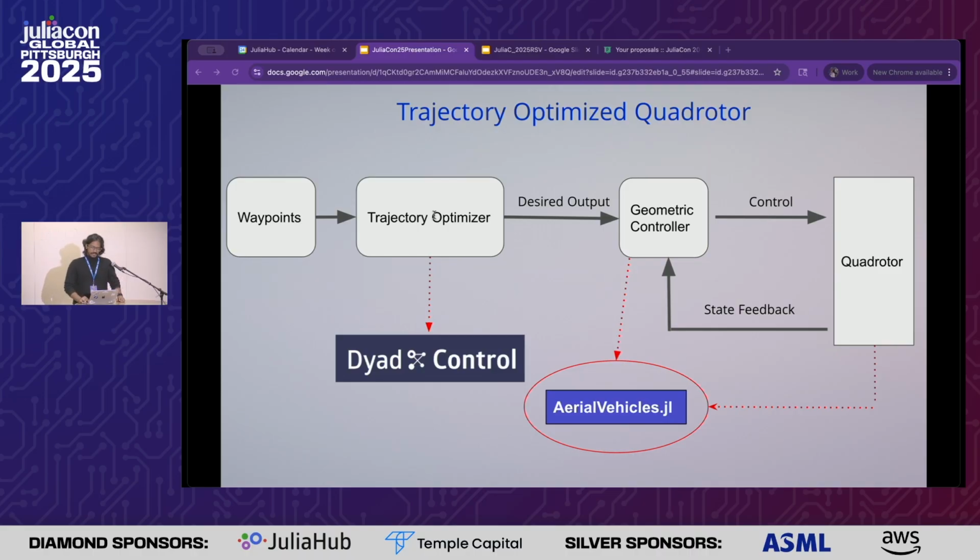This is the overall structure of the trajectory optimization process with the quadrotor using a geometric controller. It was presented at JuliaCon last year. So based on an array of waypoints and the corresponding time required for each segment that needs to be designed, the trajectory optimizer synthesizes a desired output, which the geometric controller uses, along with state feedback, to synthesize the control to make the quadrotor follow the desired trajectory. The control generation and trajectory optimization has been done using Dyad control systems, and the quadrotor model and the geometric controller are part of the AerialVehicles.jl library.